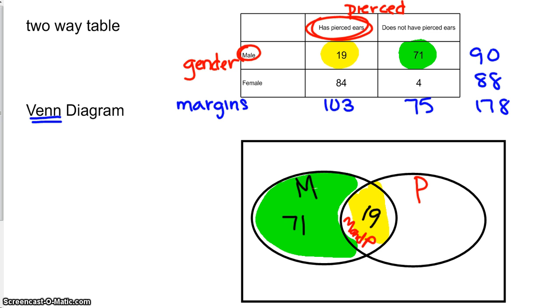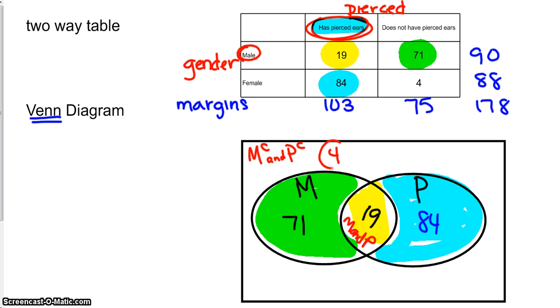Continuing on. Now, when I look at this group right here, these are people that have pierced ears, but I've already put the males in there. So that's these 84. Yeah, I know it's ladies with pierced ears, but we want to talk about that not situation again. So on the outside are people that are not male, because all the males are inside that green and yellow circle, and people that don't have pierced ears. So that's your leftover 4.